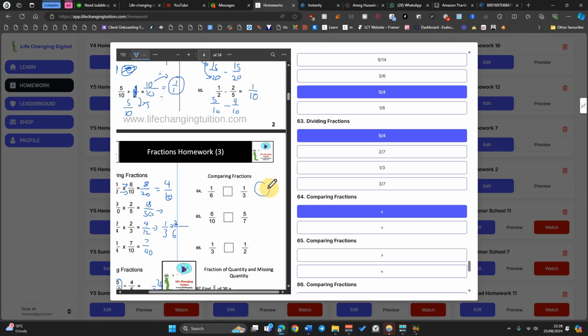Well, for this one you can imagine splitting a circle into 3 sections, and you're shading in only one of them, right? And then you can imagine splitting it into 6 sections. That's 6 sections, and you're only shading in 1. And you can ask yourself, which shaded area is actually bigger?